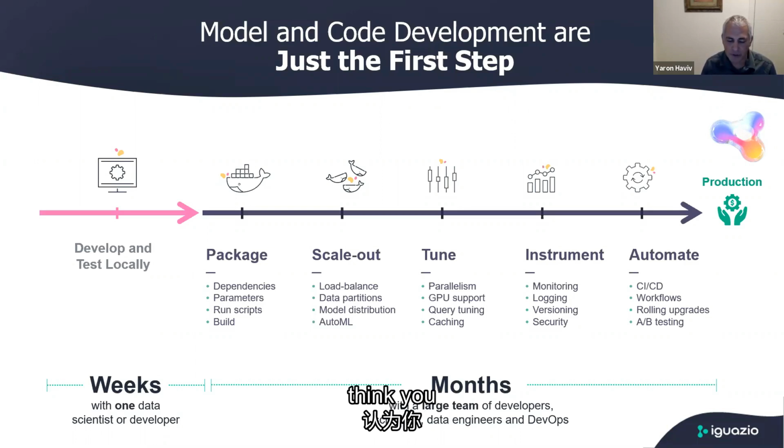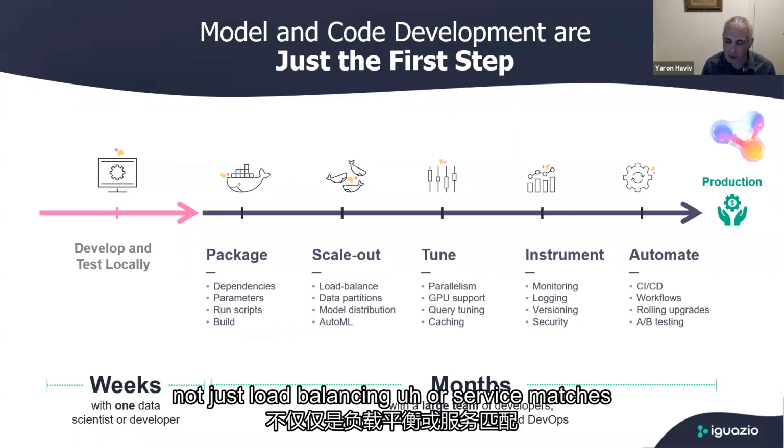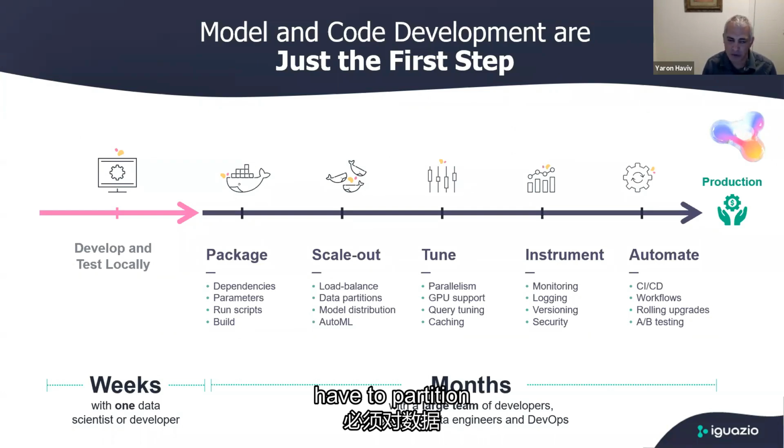And then you need to think about scaling out. And scaling out when you're dealing with data requires various aspects, not just load balancing or service meshes. Sometimes you have to partition the data. You have to partition your model, distribute it, maybe run AutoML or hyperparameter tuning, which is running various permutations with the same logic and different parameters.